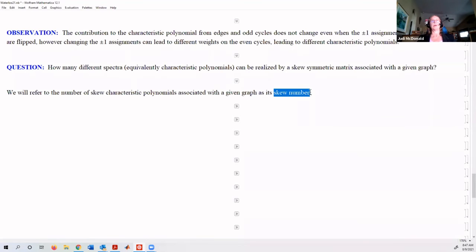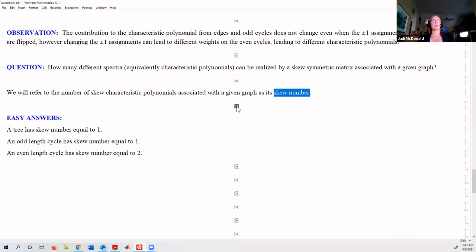So I'm going to go ahead and talk about the skew number of some different graphs. So always start small, always start easy. A tree always has a skew number of 1. If I've got a cycle, it's either got an odd number of edges or an even number of edges. If it's got an odd number of edges, we're going to get a skew number of 1. If it's got an even number of edges, we're going to get a skew number of 2, depending on whether we weight it so that the product is a positive 1 or a negative 1.